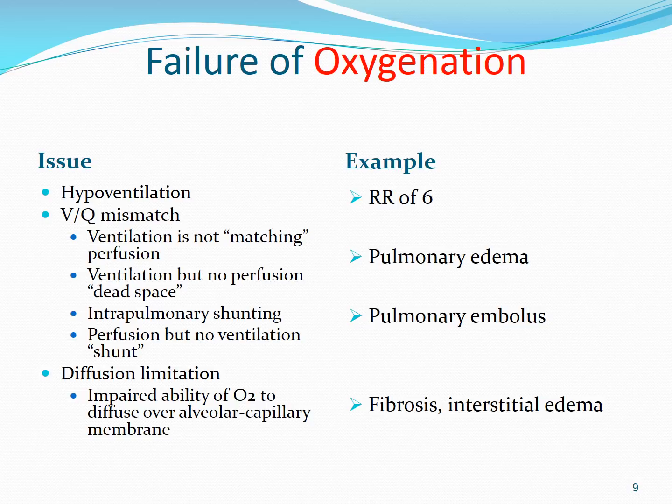Last we have what's called a diffusion limitation or diffusion defect, and this is referring to the space between the capillary and the alveolus. We need those two to have good contact. We need the oxygen from the alveolus to get into the capillary, into the bloodstream, to oxygenate. But in diffusion limitation, the space between the alveolus and the capillary is thickened or damaged, so that the normal pathway of oxygen is limited. Some examples of this are pulmonary fibrosis or even interstitial edema, which makes the oxygen's journey from alveolus to capillary much more difficult.